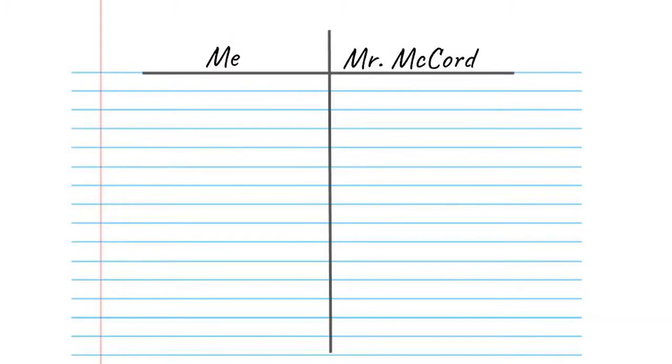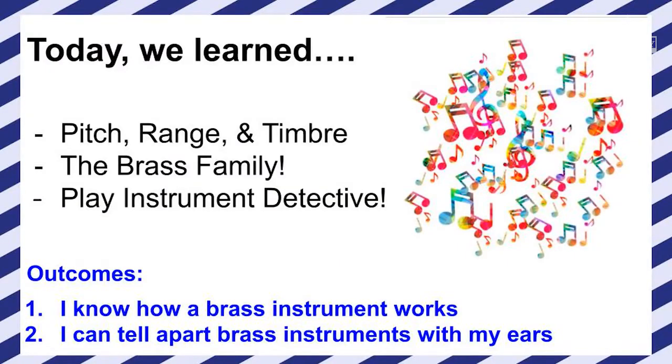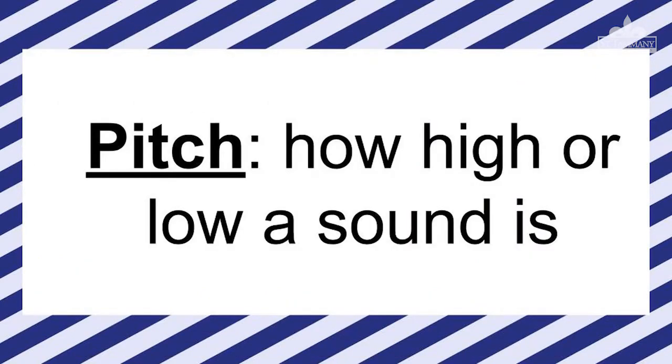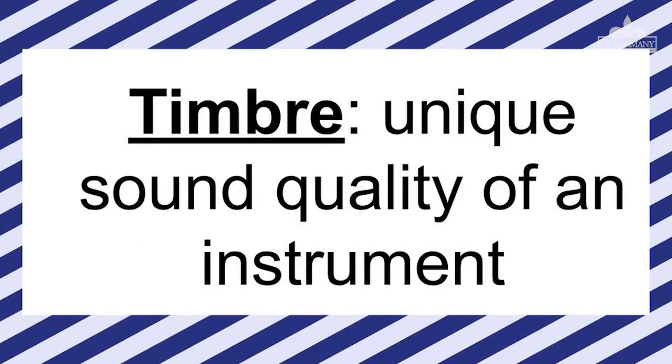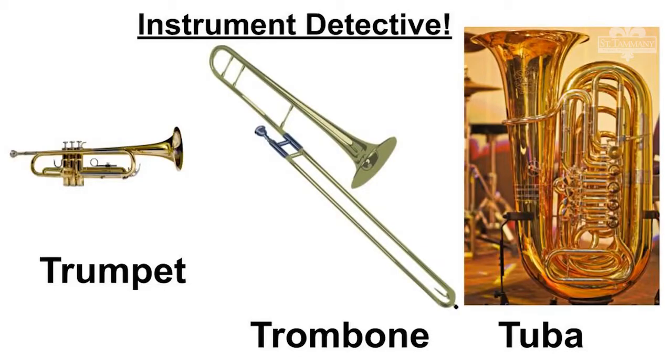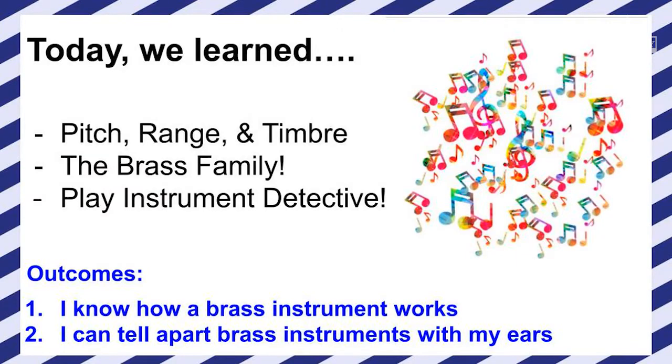Did you beat Mr. McCord? Today we first learned our three vocabulary words: pitch, how high or low a sound is, range, how high and low an instrument can play, and timbre, the unique sound quality of an instrument. Then we learned about three very important brass instruments: the trumpet, the trombone, and the tuba. Finally, we played a real fun game called Instrument Detective, where we had to use our ears to figure out what instrument we were listening to.